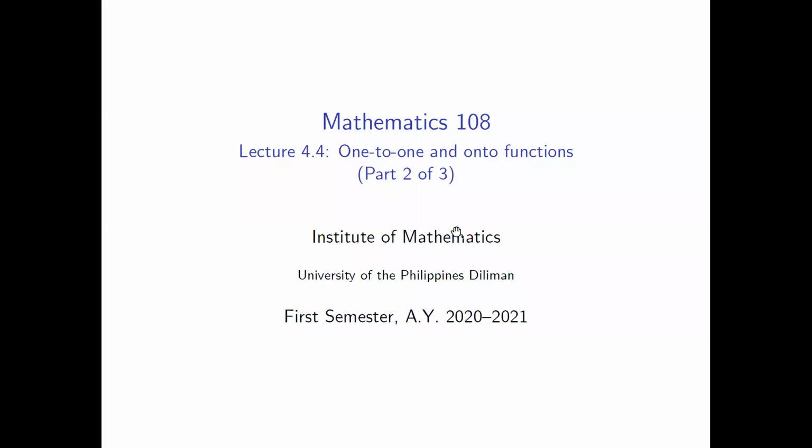This is part 2 of lecture 4.4, one-to-one and onto functions. In this video, we will define an onto function, learn how to prove if a given function is or is not onto a particular set, and relate the property of being onto a set to the composition of two functions.